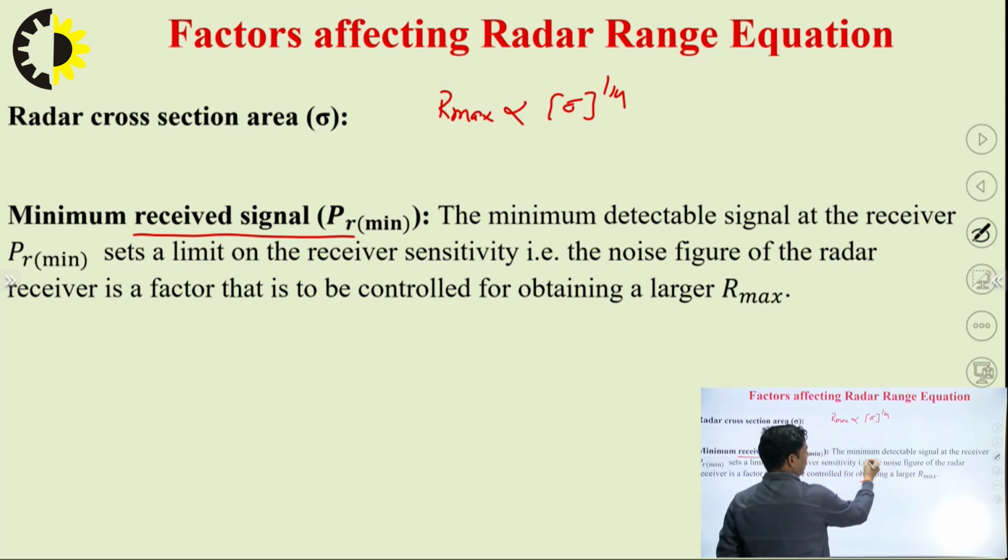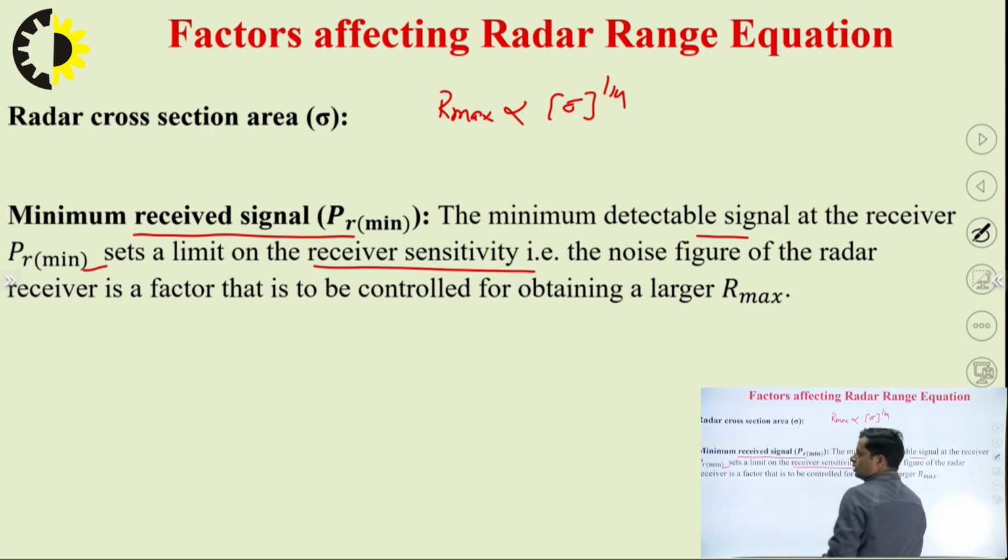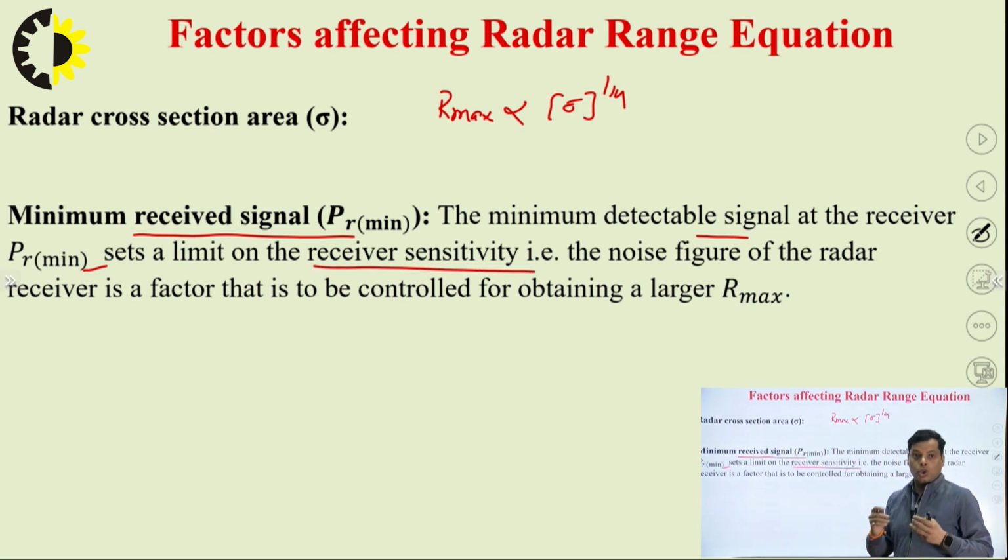So the minimum detectable signal at the receiver, PR min, sets a limit on the receiver sensitivity, meaning the ability to detect the minimum strength of signal. This is simply our antenna characteristic at the radar receiver section. Our radar is much more effective when it can detect the minimum strength of signal. So PR min sets the limit of receiver sensitivity.